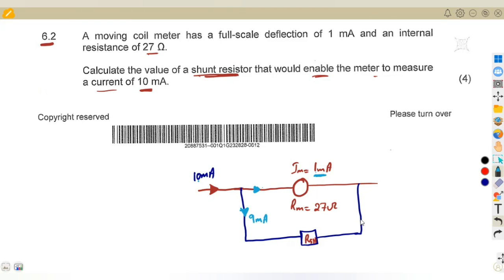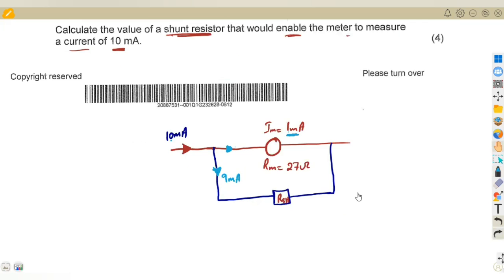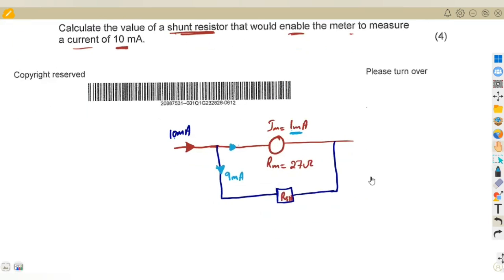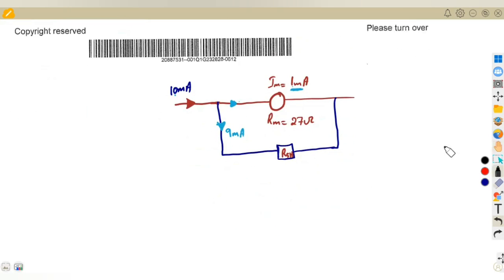It will pass through the shunt resistor. So which value is needed? What value do we need in this case in order for us to measure this 10 percent? So how are we going to calculate the shunt resistor?